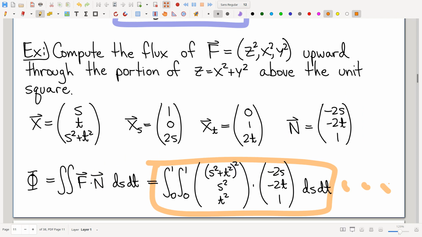Is everybody all right so far? Modulo your excellent question. All right.